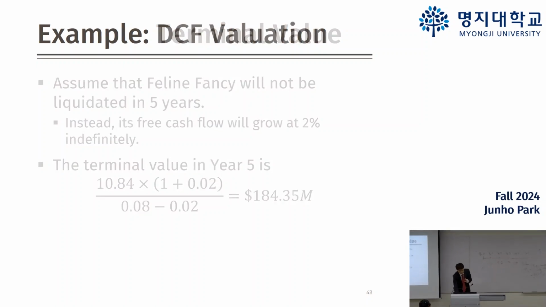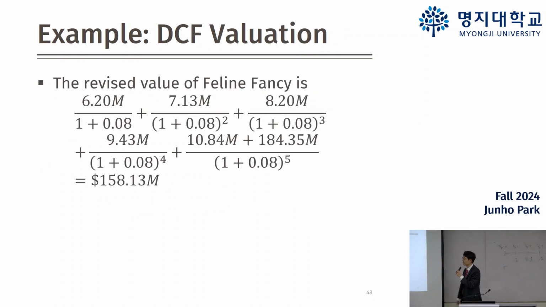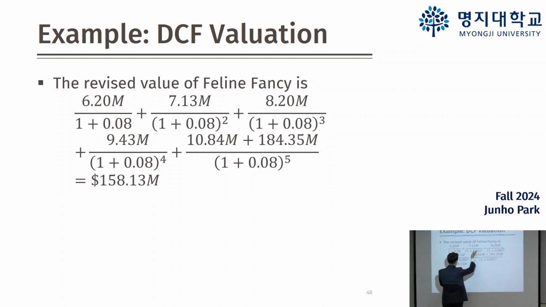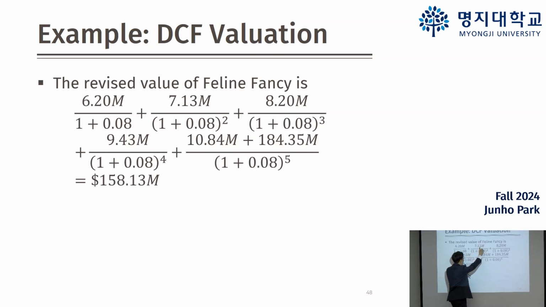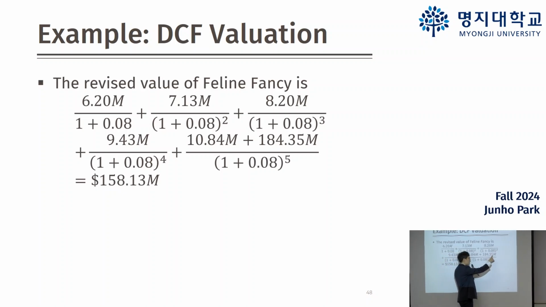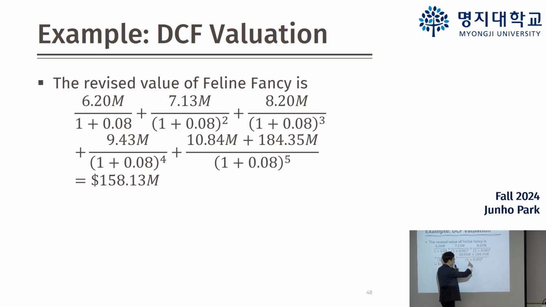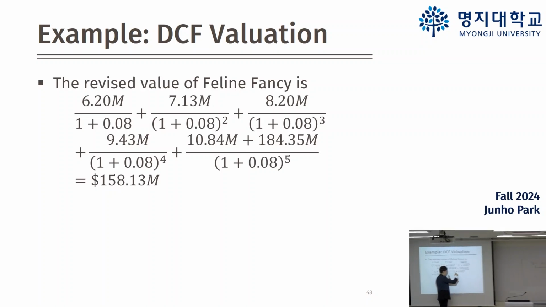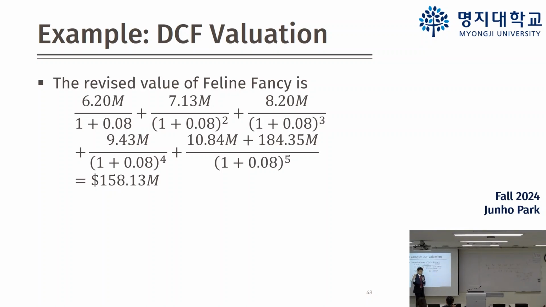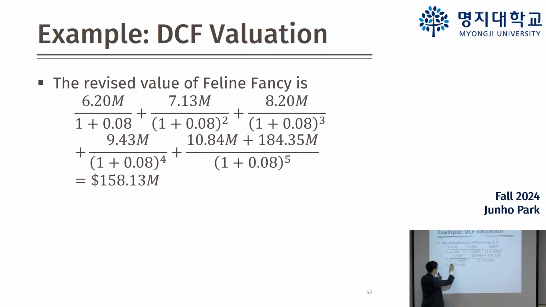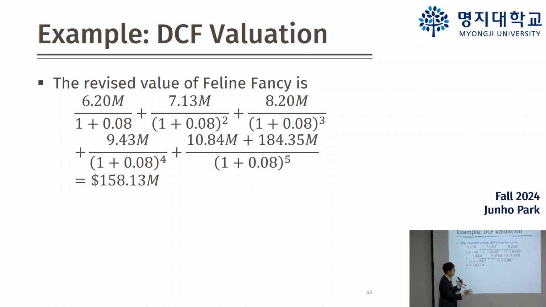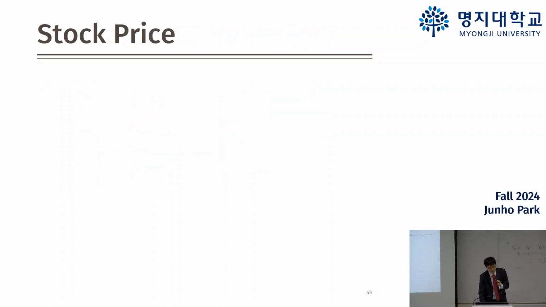So therefore, what we can have is this revised calculation. So the others are the same as before. So we have 6.2, 7.1, 8.2, 9.4, and 10.8. However, at the end of the calculation, we now have the terminal value, and this should be discounted with respect to the 1.08 to the power of 5. And then we get the present value of this company. And this value will be called the enterprise value.